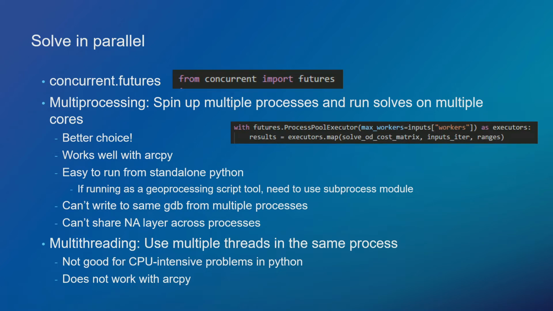A couple of things to watch out for, though: if you're trying to write a script tool that runs within ArcGIS Pro, that won't work with multiprocessing directly. You'll have to spin up your process as a subprocess using the subprocess module. You also can't write to the same file geodatabase from multiple processes at the same time, so you have to be careful about how you're storing your output and use some techniques to make sure that you're not trying to do that. You also can't share the same network analysis layer across multiple processes at the same time.